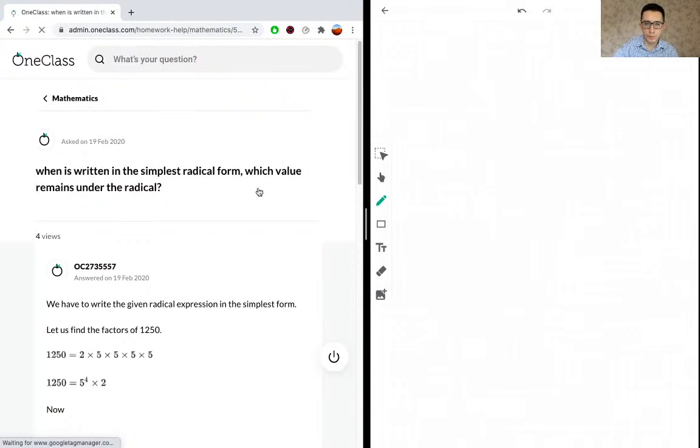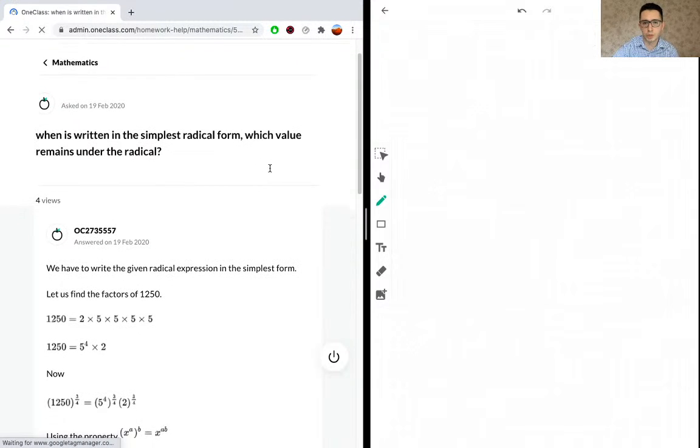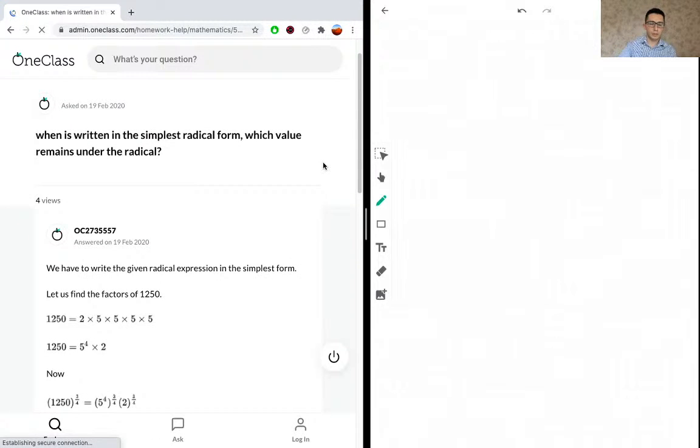Okay, so we're going on to the next question here. It's asking us, we're looking at the square root of 1250. There's a typo in the question, but we're looking at the square root of 1250, and we're trying to look for the simplest radical form. So what value remains underneath the radical in the simplest radical form?